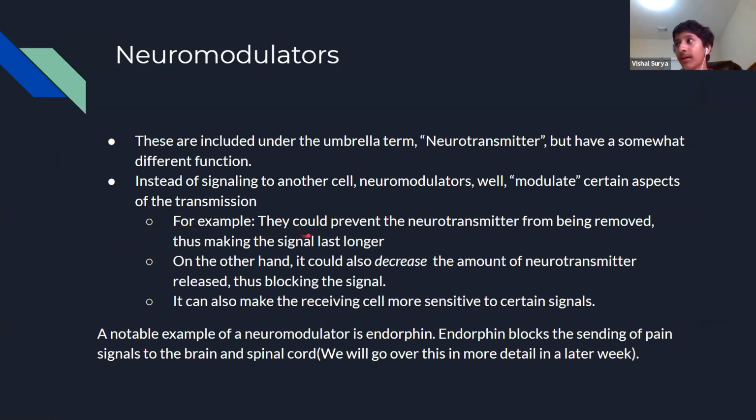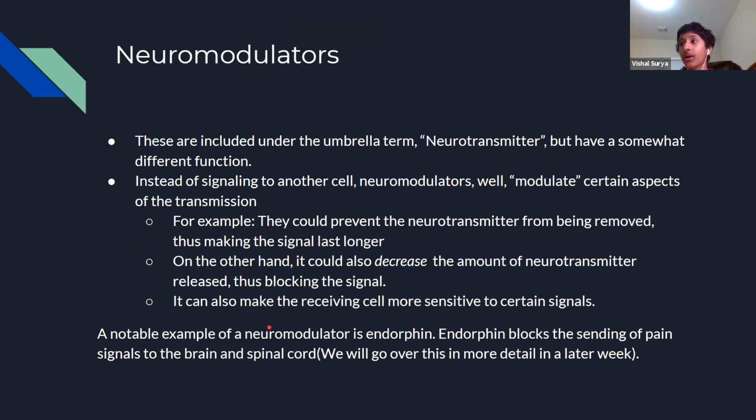For example, they could prevent the neurotransmitter from ever being removed, thus making the signal last longer. On the other hand, they could also decrease the amount of neurotransmitter even released, thus blocking the entire signal. And they can also make the receiving cell more sensitive to certain signals, which causes a bigger response if the neurotransmitter does bind to the receptor.